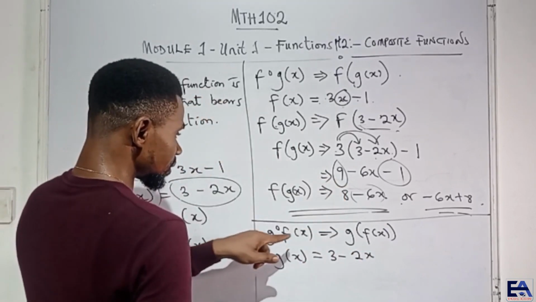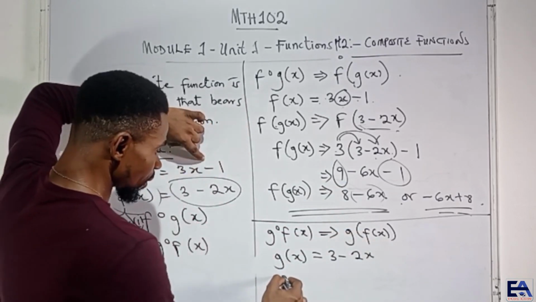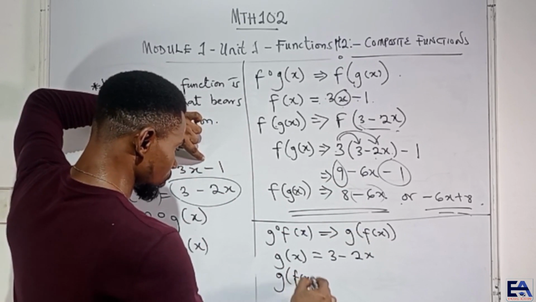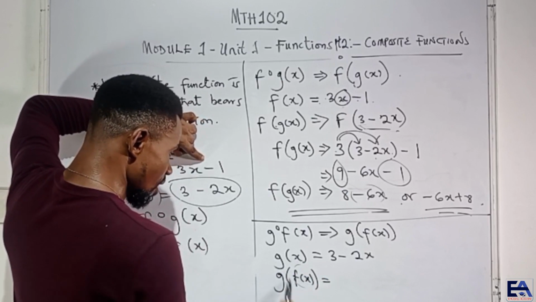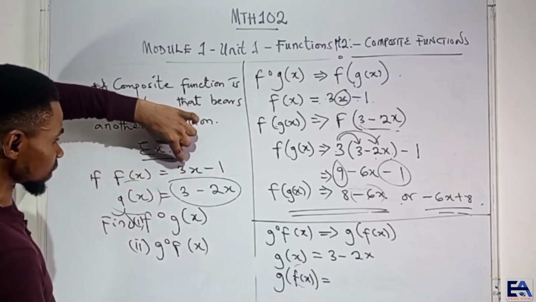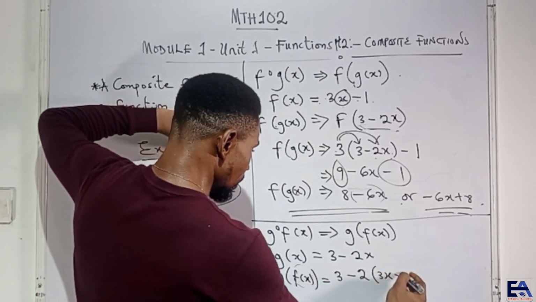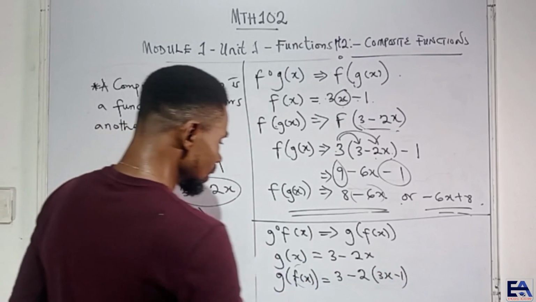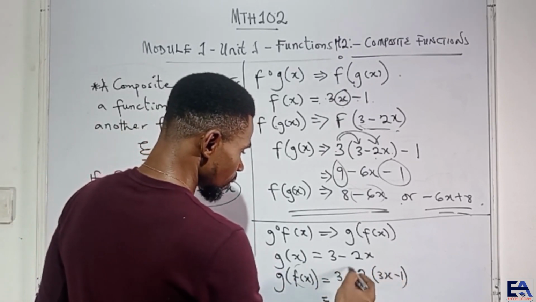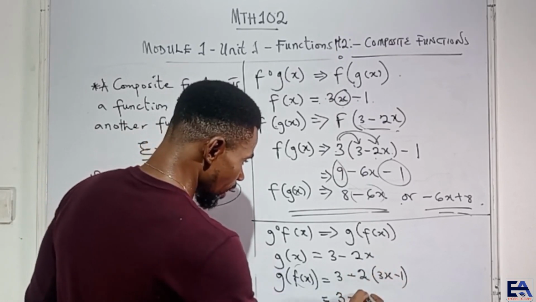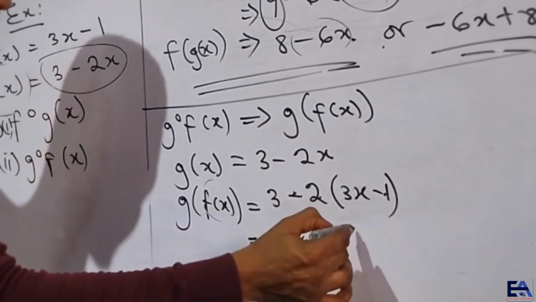So for g of f of x, we know that f of x is 3x minus 1. So we say g of f of x will be equal to, anywhere we see x, we replace it with f of x. Knowing now that f of x is 3x minus 1, we say 3 minus 2 times 3x minus 1. And then that will give us 3 minus 2 times 3x, which gives you minus 6x. Then the same minus 2 times minus 1. This minus times minus will give you plus.